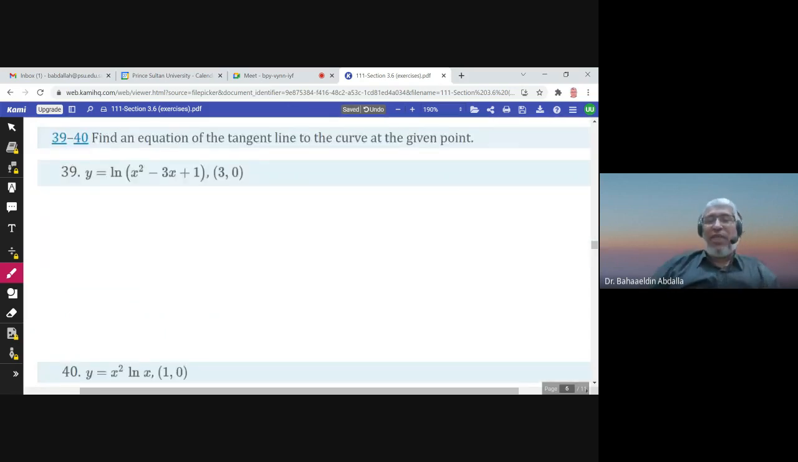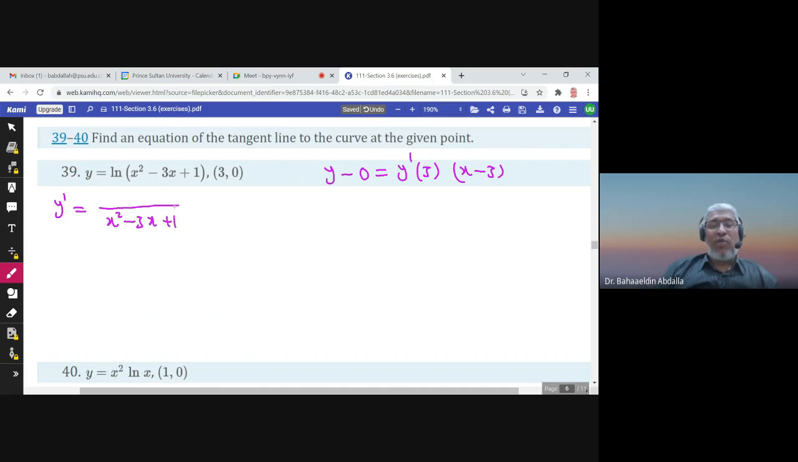Find an equation of the tangent line to this curve at the given points. Well, the equation is y minus 0 equals y prime at 3 times x minus 3. That's the equation of the tangent line. And to find y prime of 3, I find y prime first. I have a composition, so the derivative is 1 over x squared minus 3x plus 1 times the derivative of this, which is 2x minus 3.